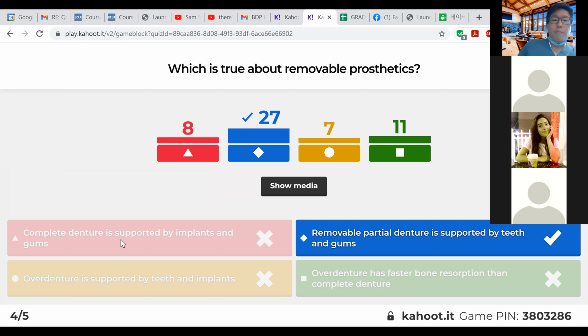So basically, a complete denture is only supported by gums, not implants. An overdenture is supported by gums and implants, not teeth and implants. And a removable partial denture is supported by teeth and the gums. And overdenture has faster bone resorption than complete denture? That is not true, because overdenture has implants, and implants slow down bone resorption.